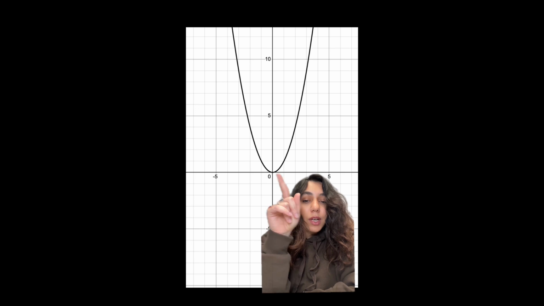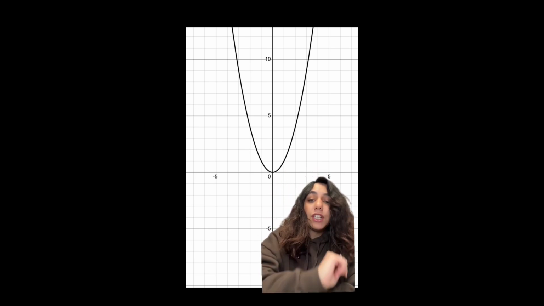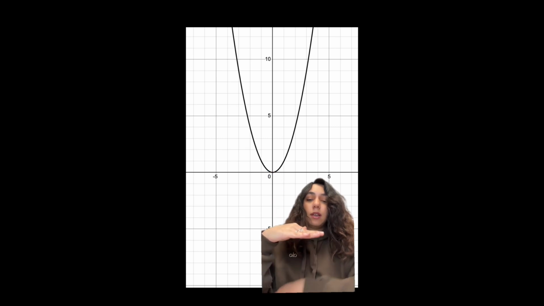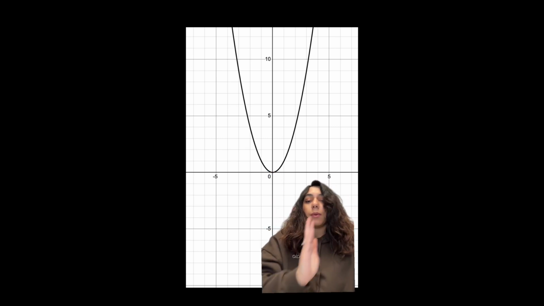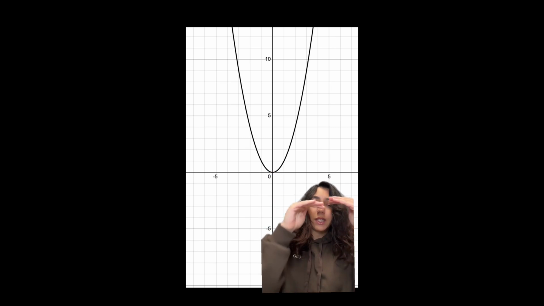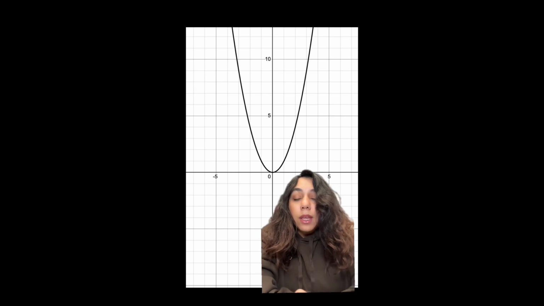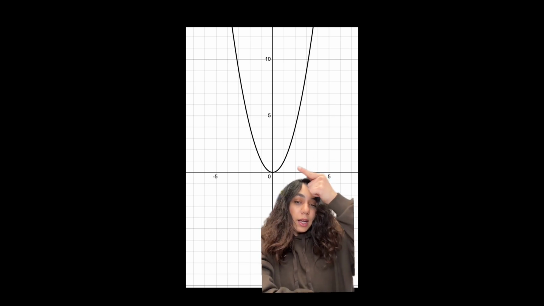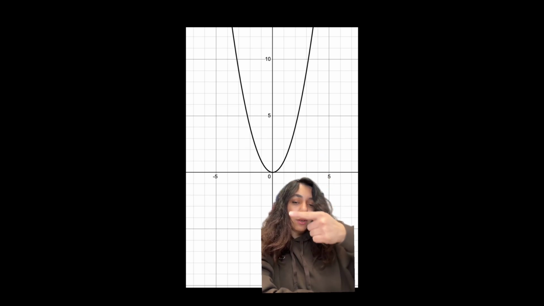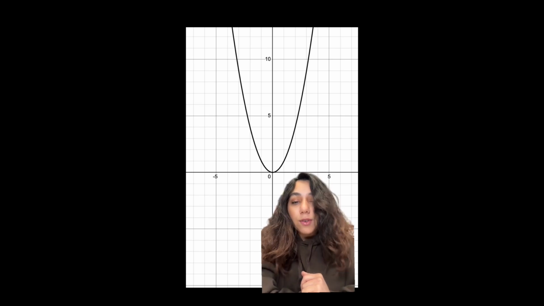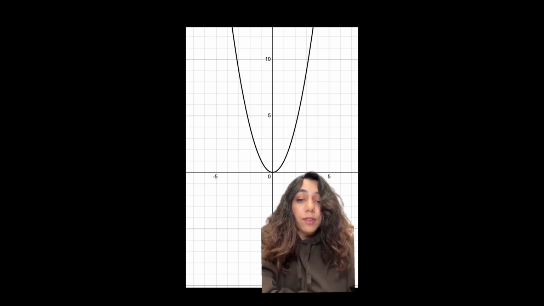That point here is called the vertex. The vertex is where your parabola changes sides, like goes down, gets to the vertex, goes up, or goes up, gets to the vertex, and then goes down. And x equals 0, the y-axis, is called the axis of symmetry. Each parabola, each quadratic function, has a different axis of symmetry.